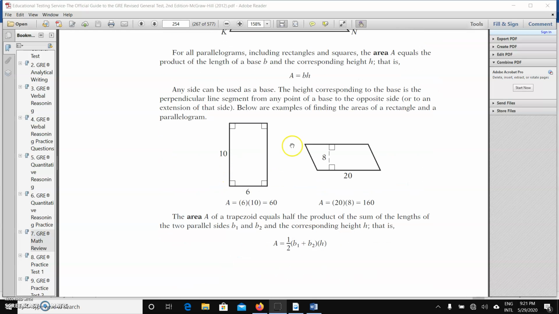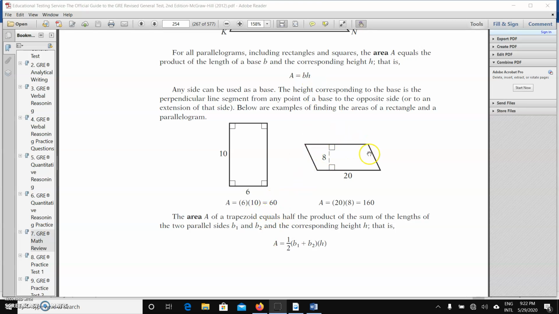Now let's move on. Let's see how this is applied. This is a rectangle. If you have to look for the area of this shape, this is the height. This is the base. Based on the way this is drawn, this is the base and this is the height. So base is 6, height is 10. So base times height. That is why we have 60.